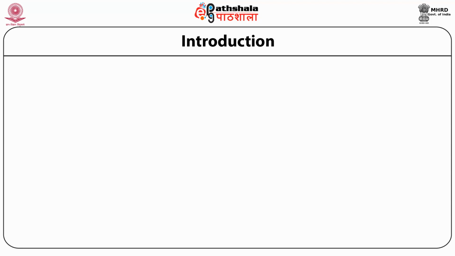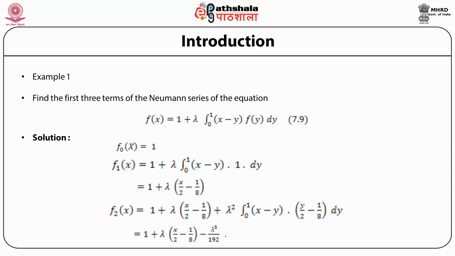So, let us consider an example of an integral equation which is inhomogeneous, the integral equation being given by f of x is equal to 1 plus lambda, integral from 0 to 1 over dy of x minus y into f of y. So, in this equation, the inhomogeneous term g of x is simply equal to 1. The limits are from 0 to 1, and the kernel k, which is a function of x and y, is x minus y. So let us see how we obtain the first three terms of the Neumann series of this equation.